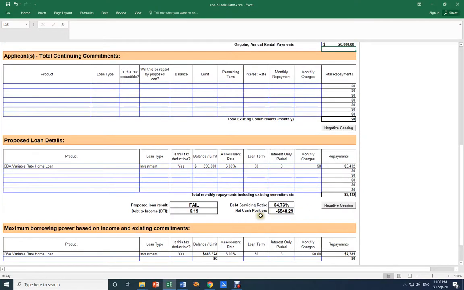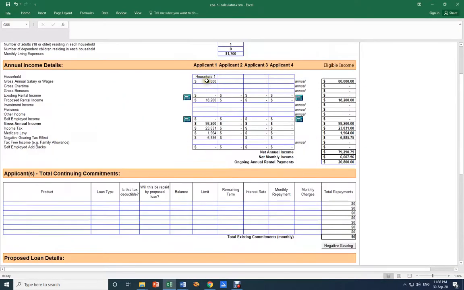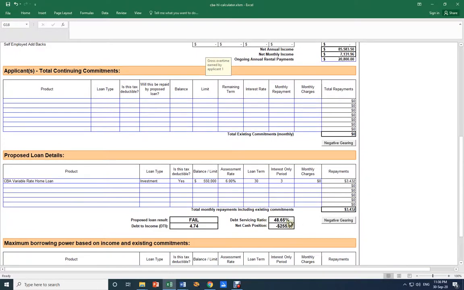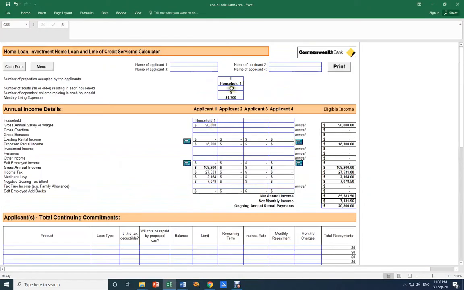Okay, and CBA is saying as well, yeah, it fails. There is a monthly shortfall of $500. She could borrow a maximum of 446. So let's see, what if she earned 90,000? How would that change things? And then she's still short, she could afford 500. So this is how the calculators work, and how you work out what a client can afford with a particular bank.